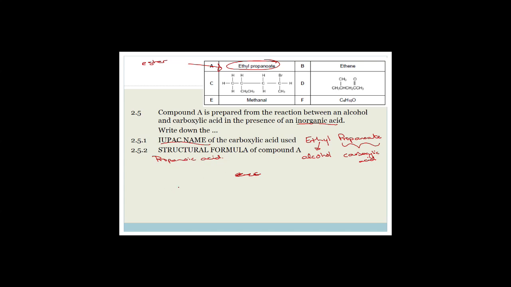So first of all, we start with the alcohol. So we've got ethanol, which is C-C-O-H, plus propanoic acid. Prop is 3, so it's 1, 2, 3, then the hydrogen, double bonded O, OH. Okay, there is that COOH group that we look for when we've got carboxylic acids.